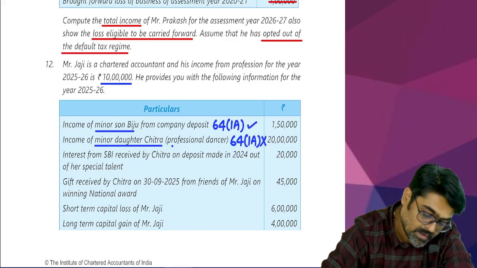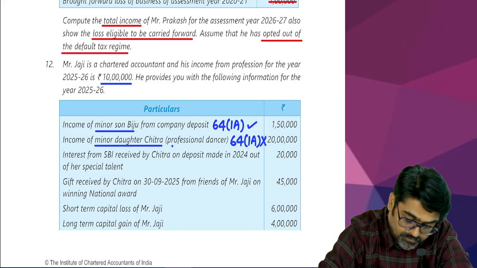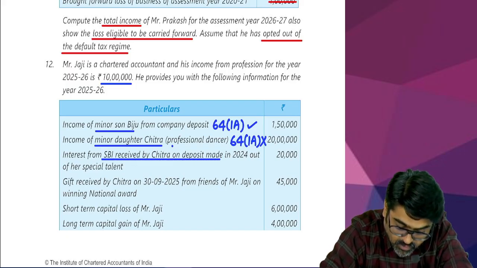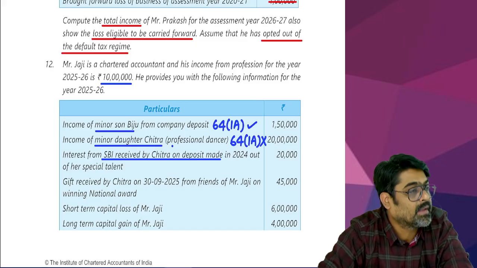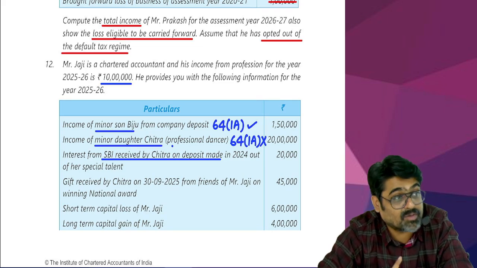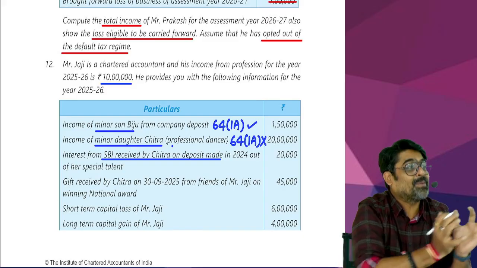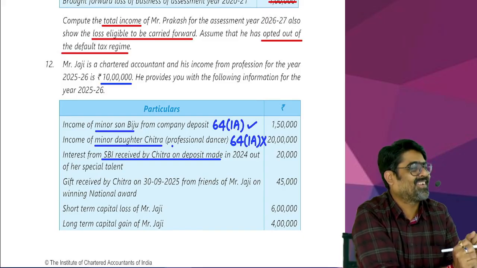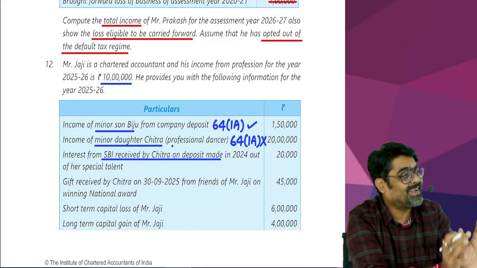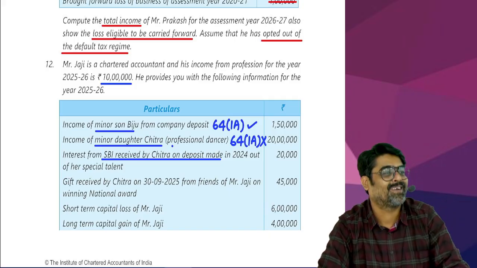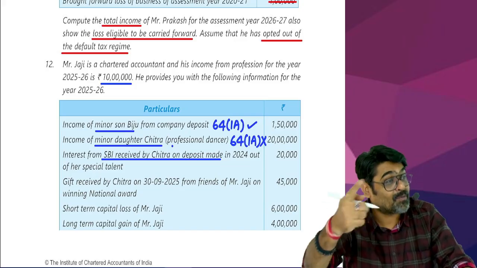Yes or no? Interest from SBI received by Chitra on the deposit made in 2024 out of her income of special talent. See. This is not the income of special talent. The income of special talent was deposited in a bank account. And from that bank account, interest is coming. That interest is not the income of special talent. That income will be liable for clubbing.